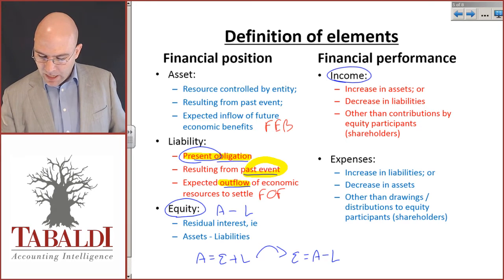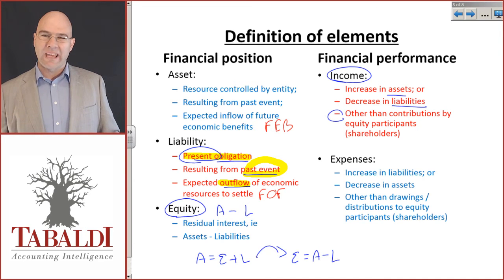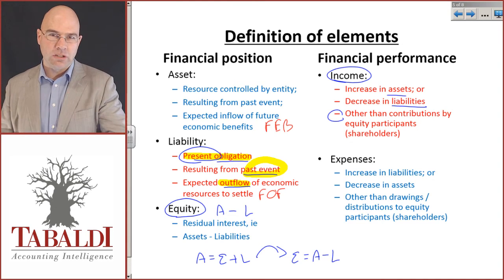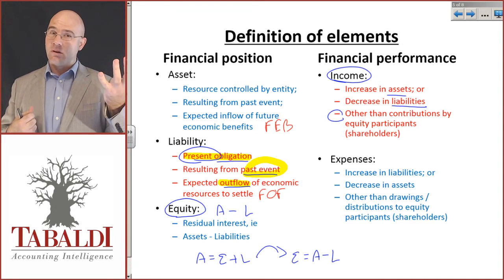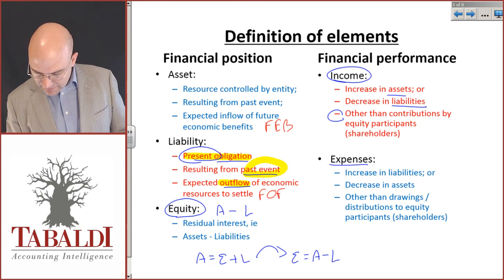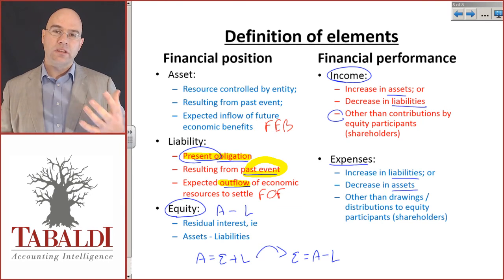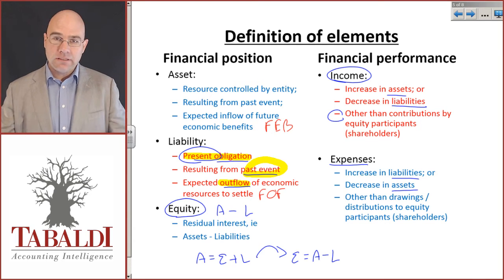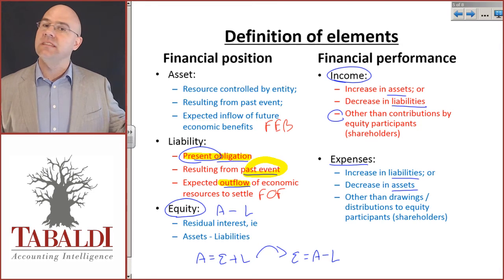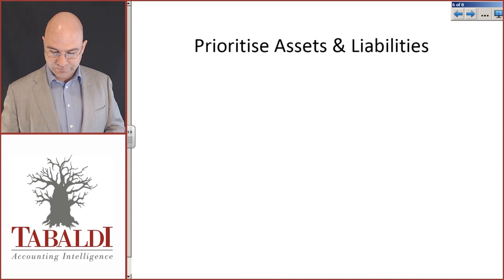Income, as I said, is either an increase in assets or decrease in liabilities, other than contributions by equity participants. So if it's a transaction directly with a shareholder, so I issue a shareholder shares, I receive money, my assets go up. But that's not income, it's specifically excluded. Other way around for expenses, an increase in liabilities or decrease in assets, other than transactions with shareholders. So if I pay a dividend to a shareholder, well, ladies and gentlemen, that's not an expense, right? That's just a decrease in equity. So definitions, you must learn, you must know off by heart, please.